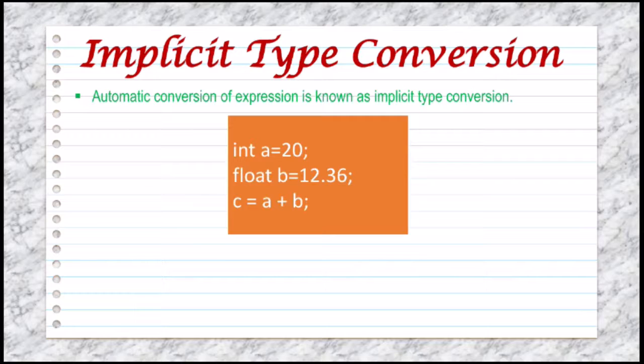So here integer is the lower type and float is the higher type. So the calculation of an integer and a float number will result in a floating number. So in the given example, after adding an integer value and a floating value, the answer will be a floating number.